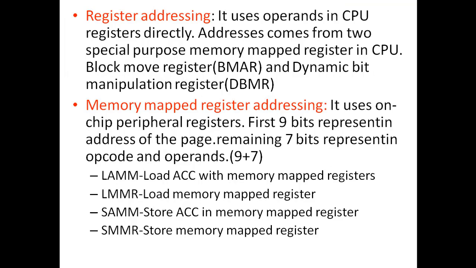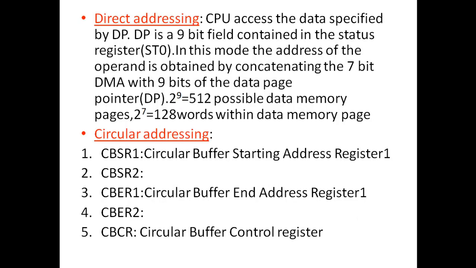Register addressing uses the operand in a CPU register directly. The address comes from two special purpose memory mapped registers in the CPU: block move registers and dynamic bit manipulation registers. Memory mapped register addressing uses on-chip peripheral registers, with the first 9 bits representing the address of the page and the remaining 7 bits representing opcode and operands. Direct addressing, CPU uses the data specified by the data page pointer.